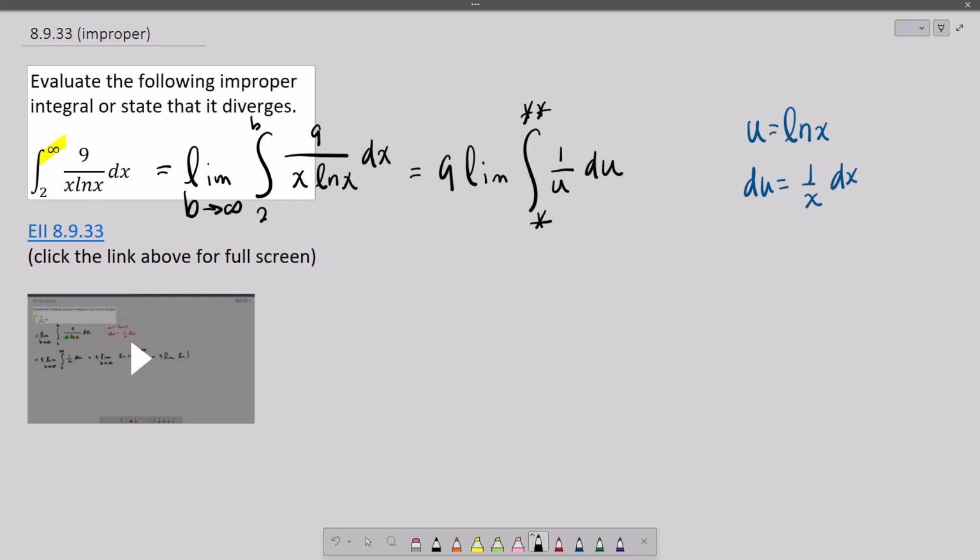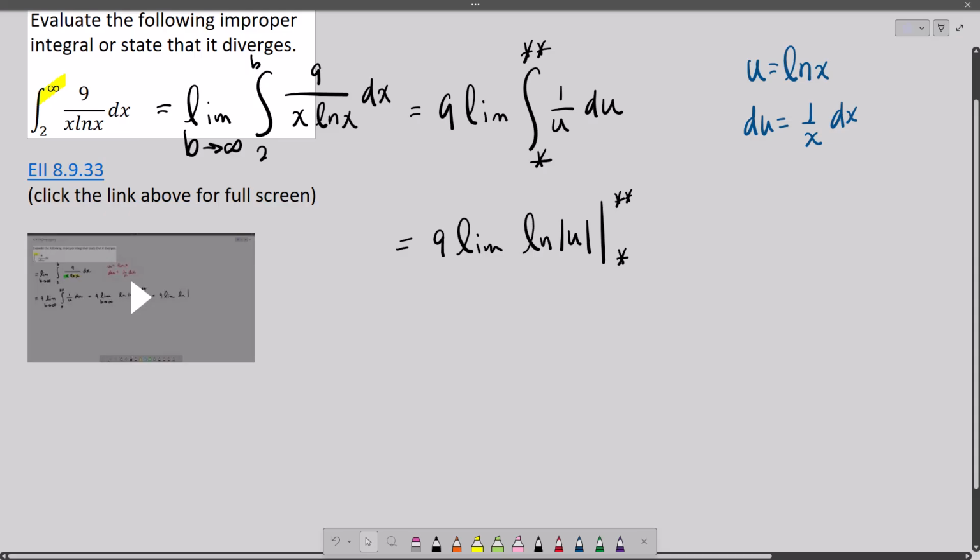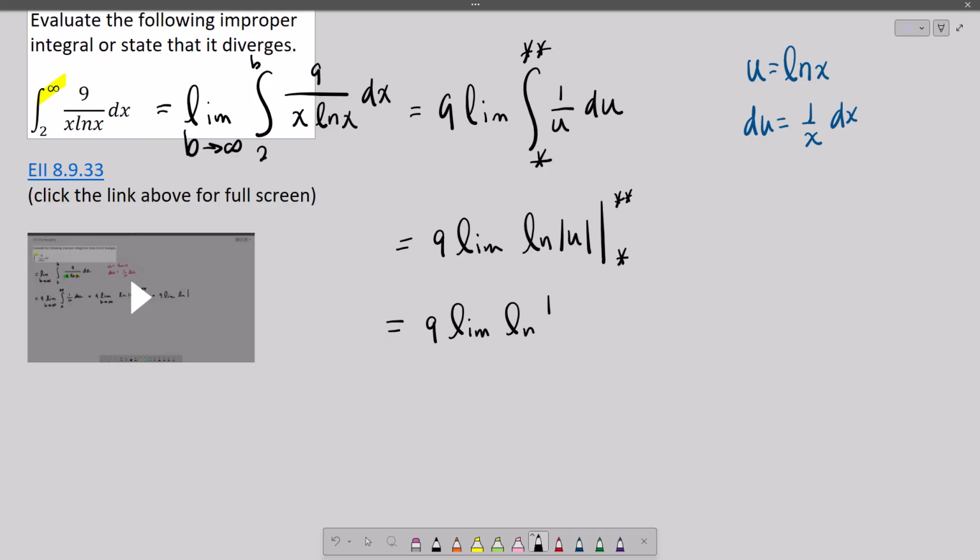Landon? Okay. And what's the integral of 1 over u? Natural log, absolute value of u. Okay, good. And we don't have limits yet. We're just sort of biding our time. Now we back substitute. And we get limit of natural log of absolute value of natural log of x. And we go back to our x limits 2 to b. So we got log of log. Log of a log.